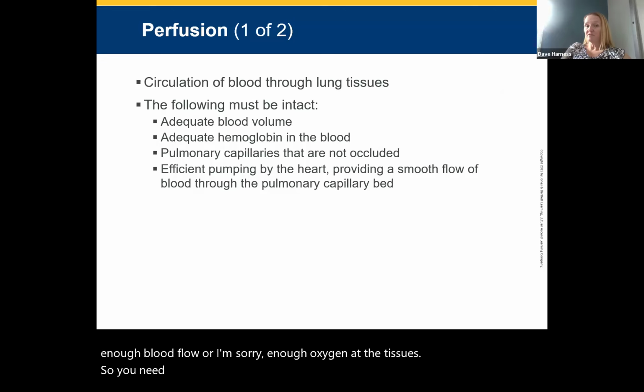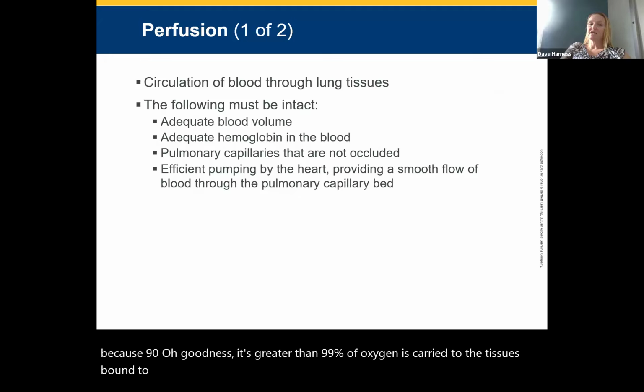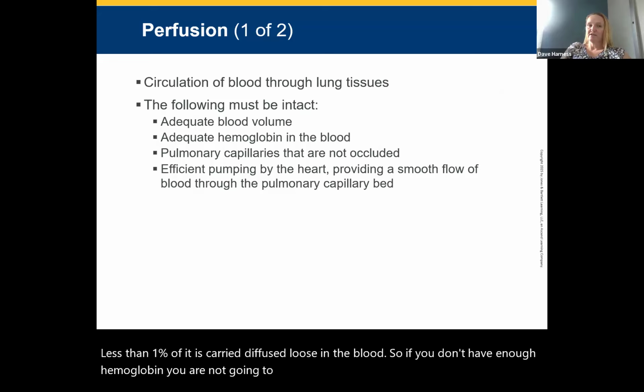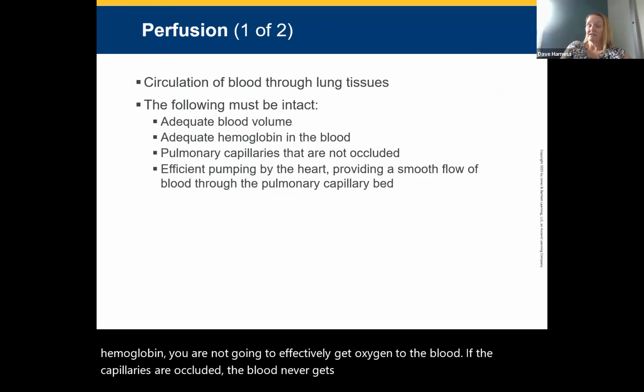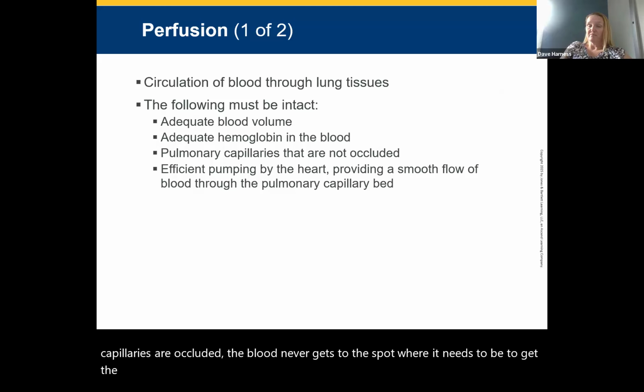You need enough hemoglobin in the blood because greater than 99% of oxygen is carried to the tissues bound to hemoglobin. Less than 1% of it is carried diffused loose in the blood. So if you don't have enough hemoglobin, you are not going to effectively get oxygen to the blood. If the capillaries are occluded, the blood never gets to the spot where it needs to be to get the oxygen unloaded, and you have to have efficient pumping by the heart.